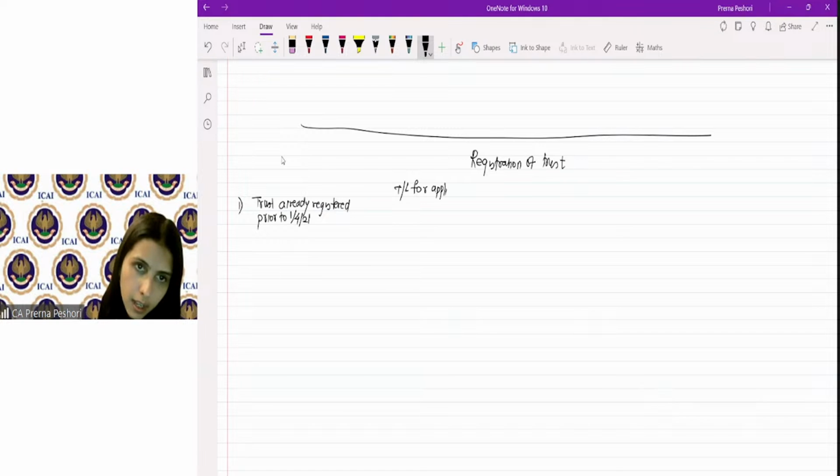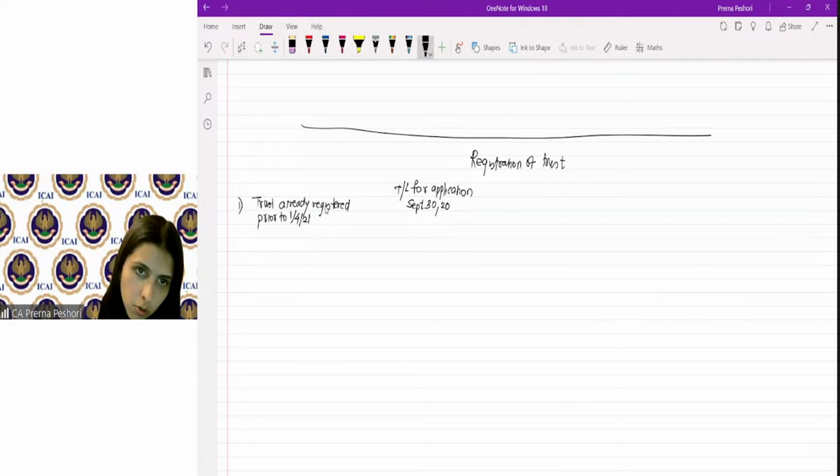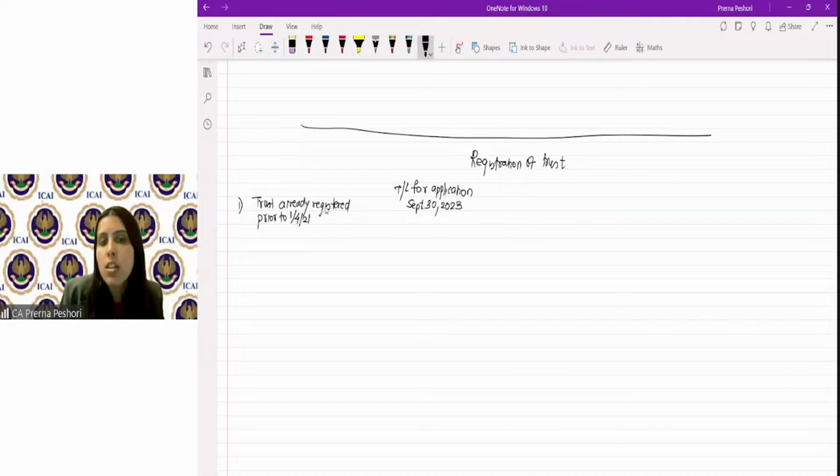So what is the time limit for application? The time limit for application is 3 months, but this has been extended. So you can just write the extended deadline. It was September 30th, 2023. This was extended by the CBDT circular.